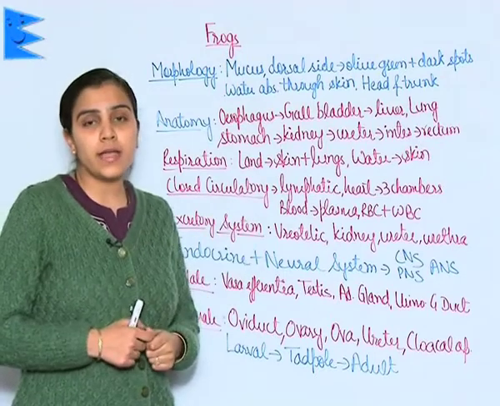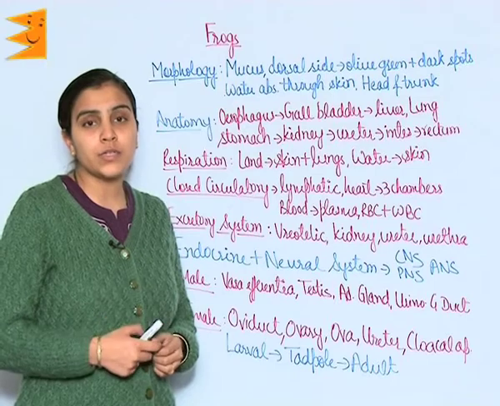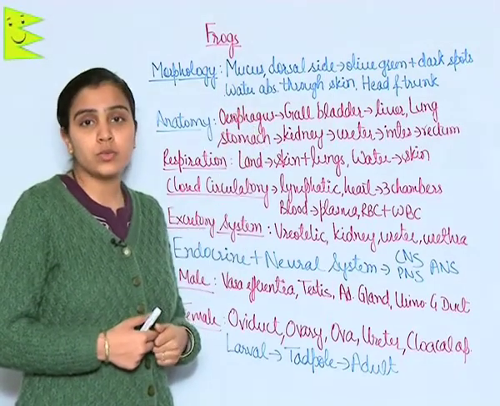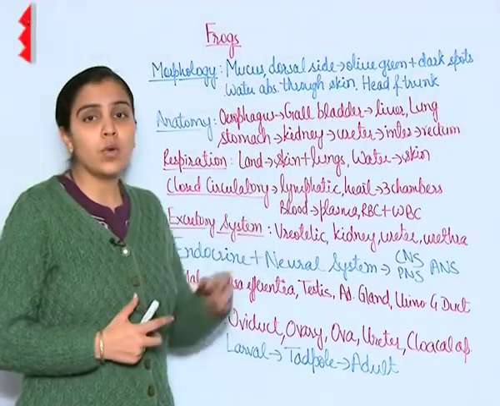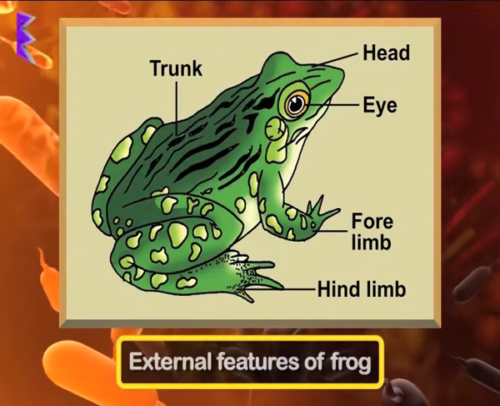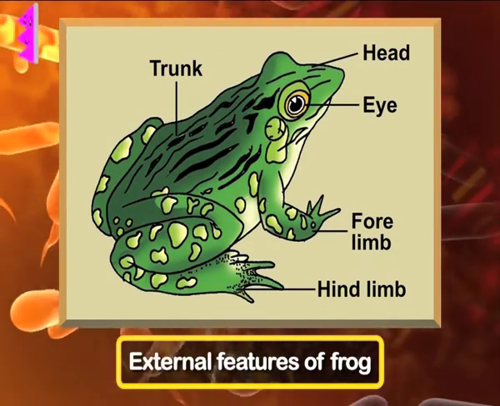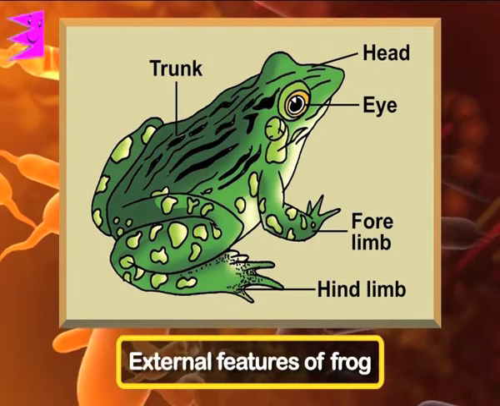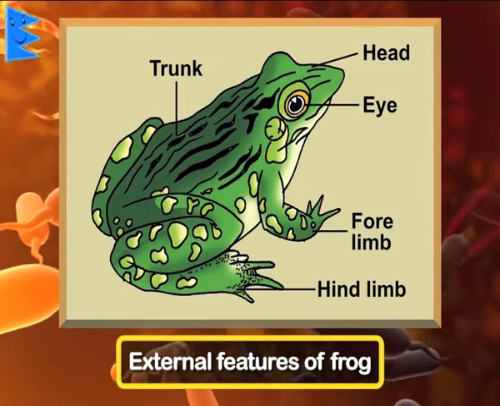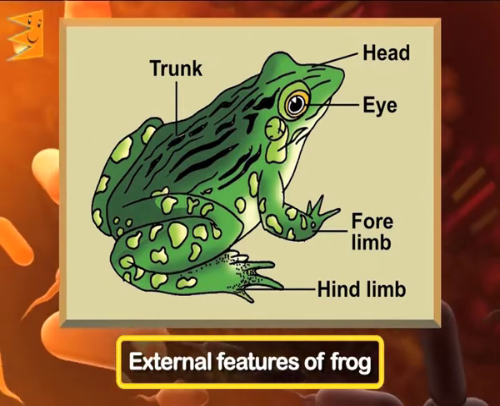Their dorsal side is olive green in color with the presence of dark spots. They absorb water through the skin, and their whole body, as you can see in the diagram, can be divided into two parts, head and trunk. And also frogs do not have any constant body temperature. Their body temperature changes as per the external environment present.